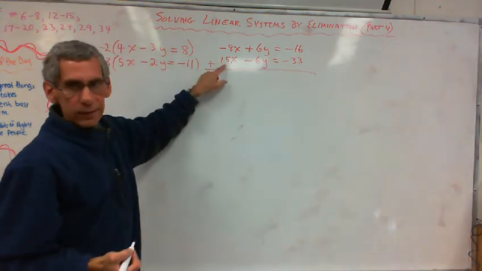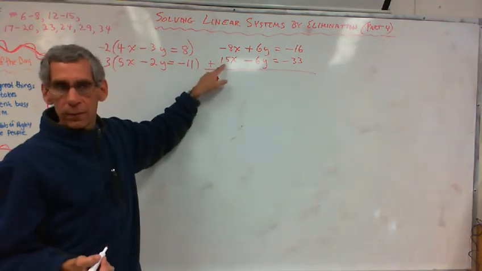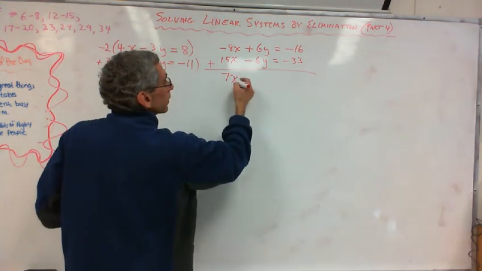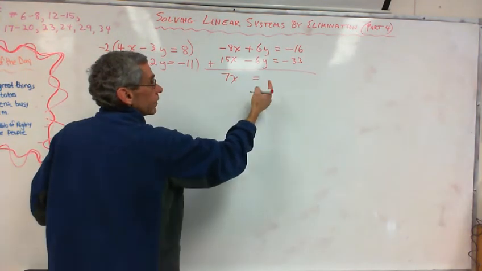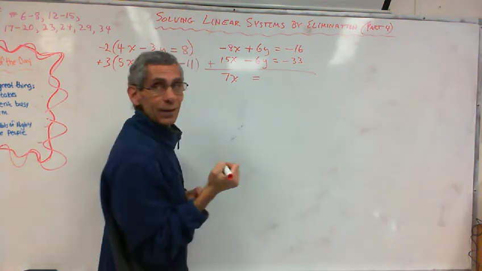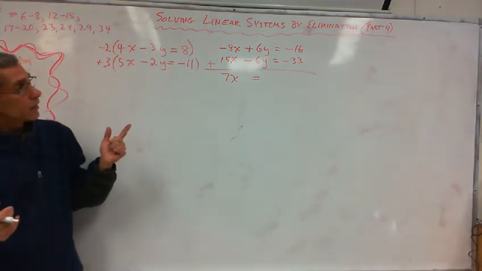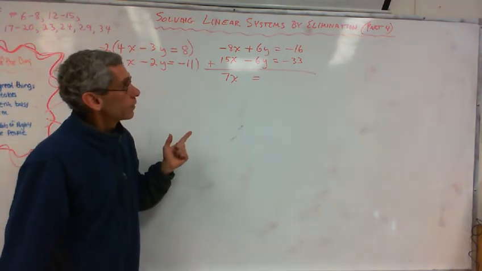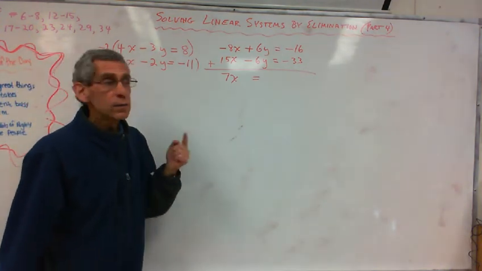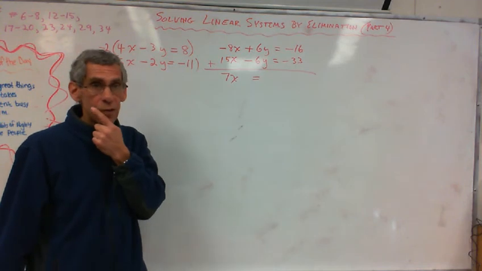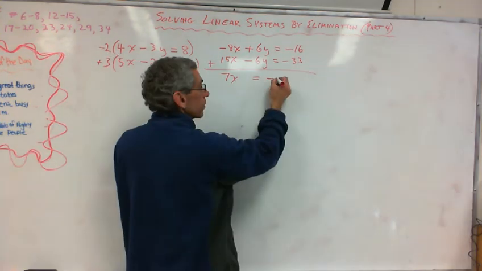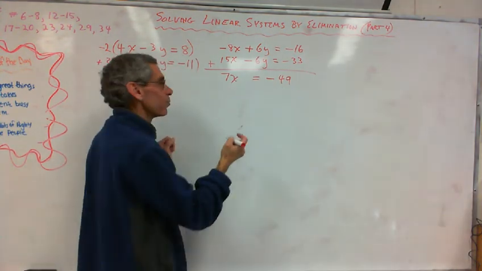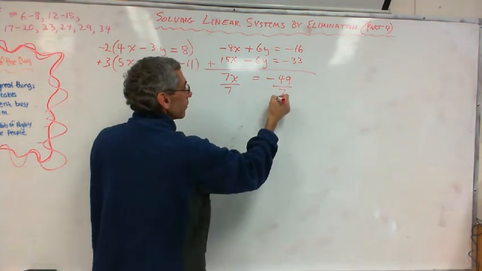So what is 15 minus 8? 7. So we have 7x. Those cross out, right? 7x is equal to, now what would that be? Negative 49. Would that be negative or positive? Negative 49, exactly. Good. 7 goes into 49 easily. That's perfect. Okay. All right, divide by 7, divide by 7.